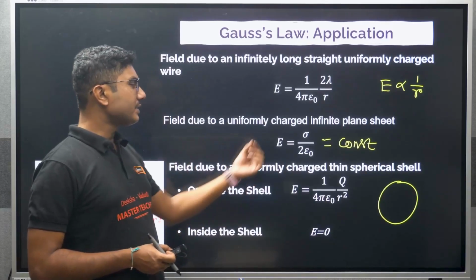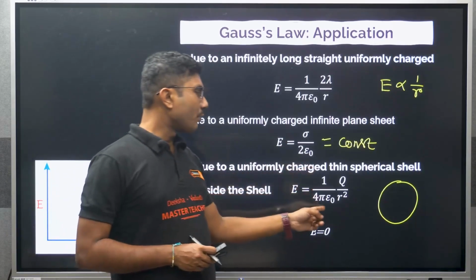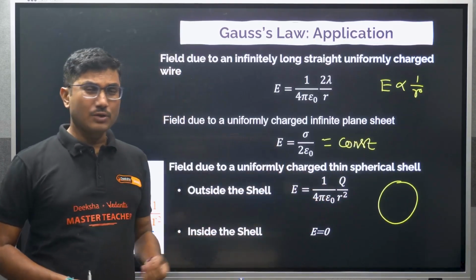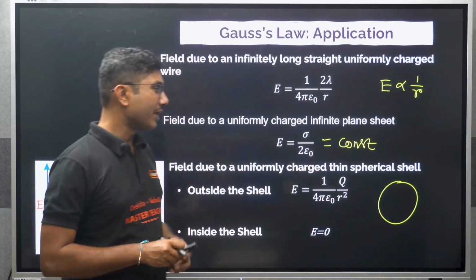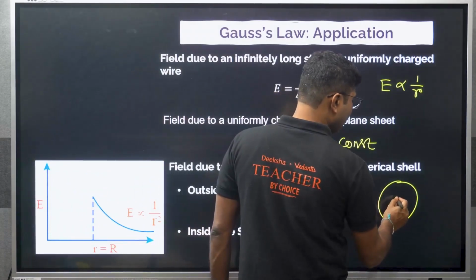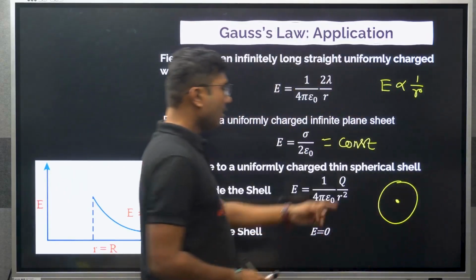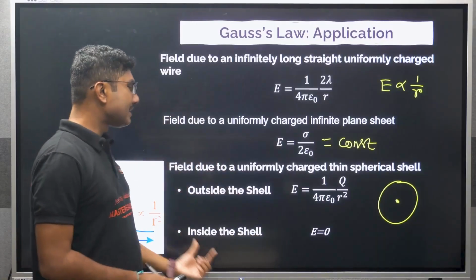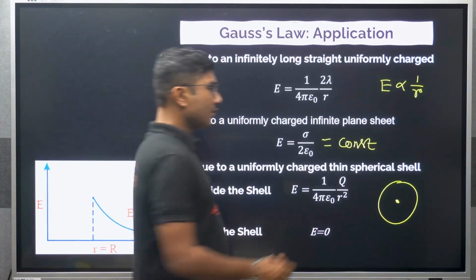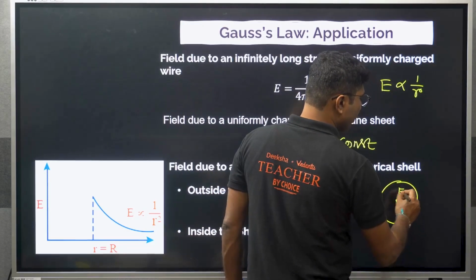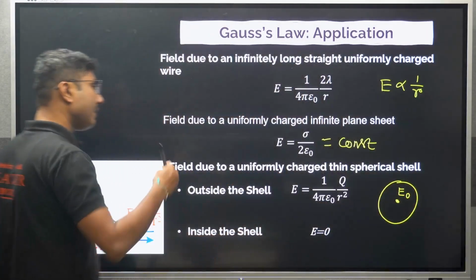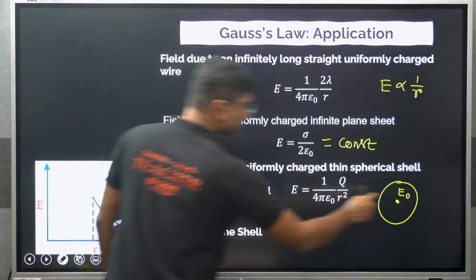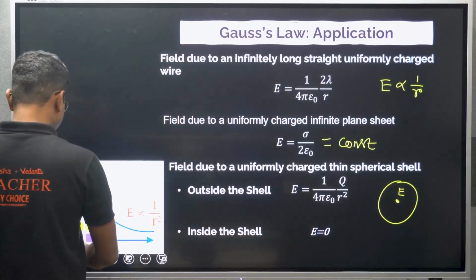Outside the shell, electric field is basically 1 by 4 pi epsilon naught Q by r square, same as a point charge capital Q. Only thing, we consider that the entire charge is located at the center of the shell. The electric field is proportional to 1 upon r square, similar to that of a point charge, but there is one catch: inside the shell the electric field is 0. So it obeys the normal formula only outside the shell, but inside the shell electric field is 0. That is the only exception to the normal case.